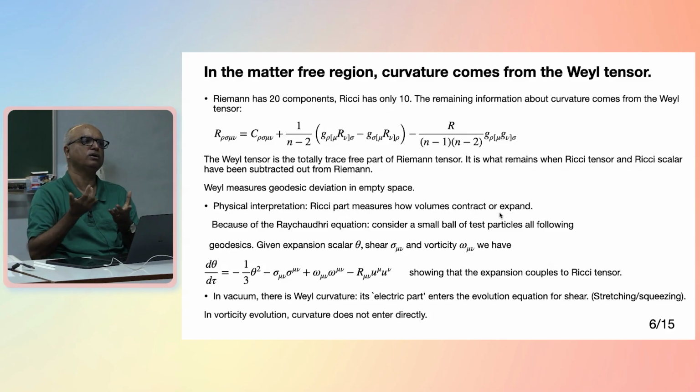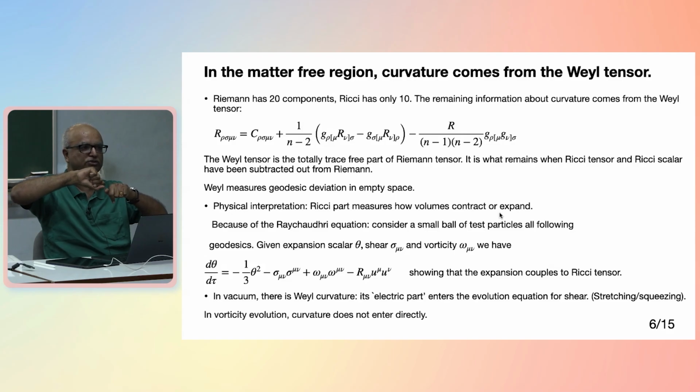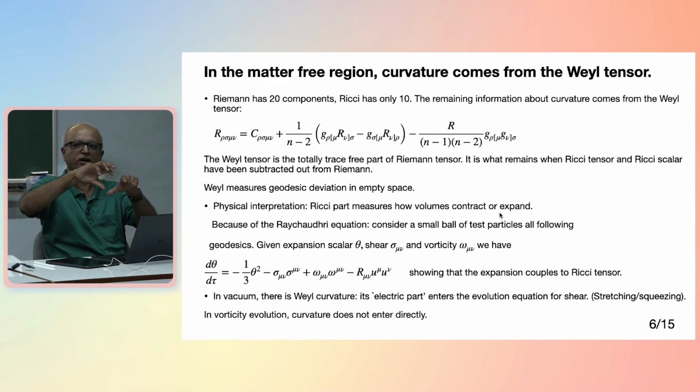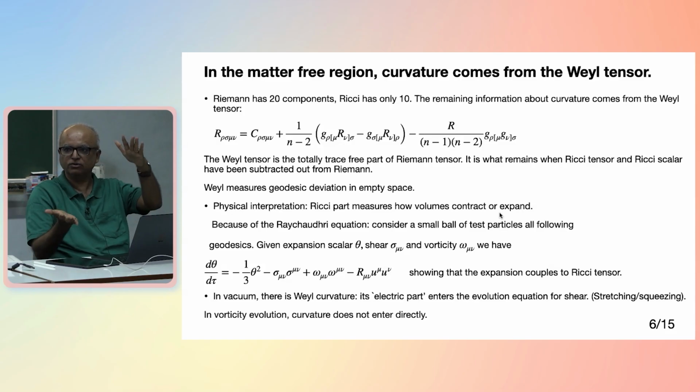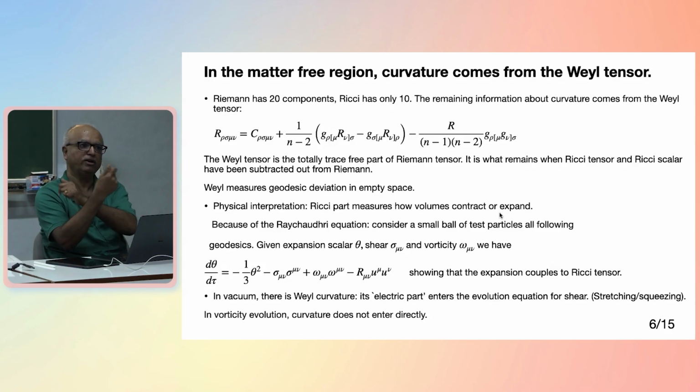It will distort the ball in various ways. What can it do? It can shrink or expand it. That's a change of volume. Or tidal forces, it can stretch it and squeeze. This sphere may become an ellipsoid. Squeezed in one direction, stretched in the other, that's called shear. Or vorticity, it can rotate.